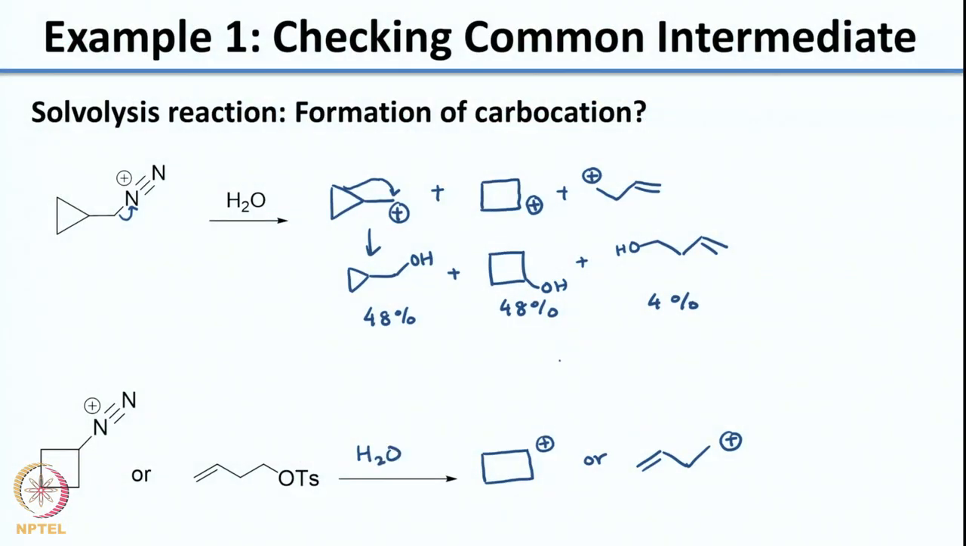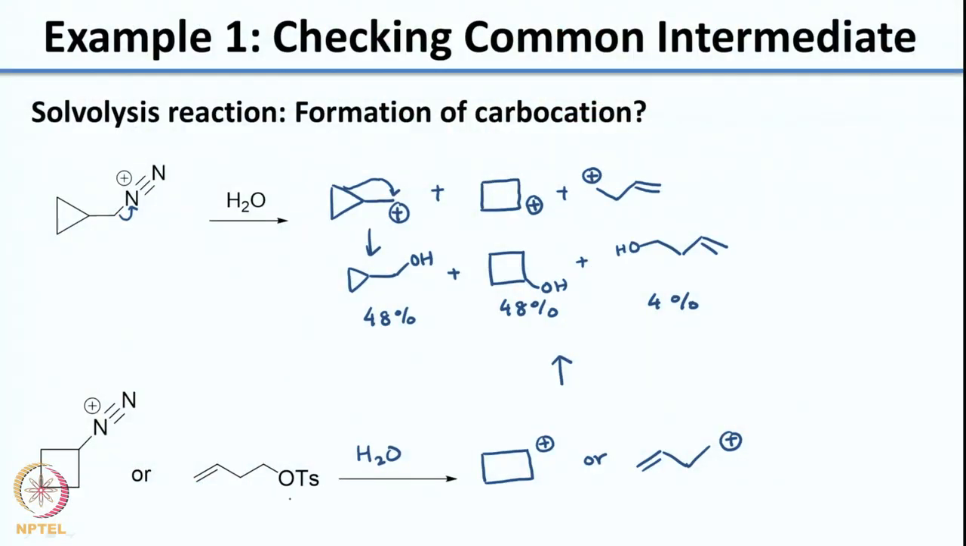So now, how to actually understand whether this is taking place? If I do the reaction in the presence of water, what is seen is that I get an identical distribution of products. So I get 48% of both of these cyclic products and the acyclic product in 4%, irrespective of which reactant I use. I can use the cyclopropane, cyclobutane, or the open compound, the acyclic compound. In all cases, I get the same product distribution. So what this tells you is that indeed the carbocation is formed, which can rearrange to give you three different carbocations, which lead to three different products. So this is a very nice example of how you can use three different reactants to check for common intermediates.